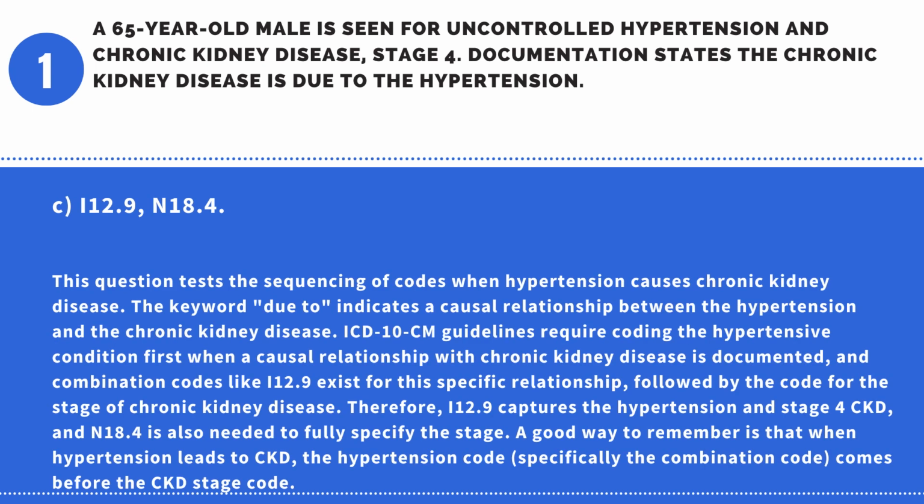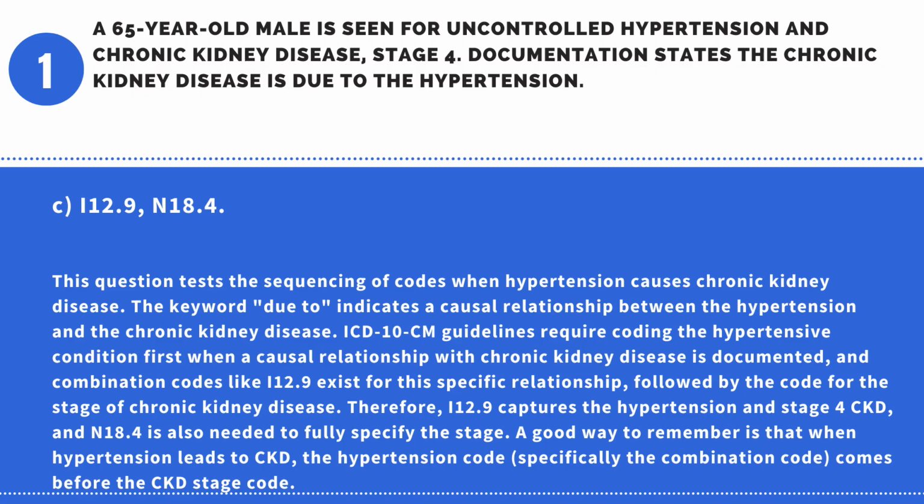Answer: C. I12.9, N18.4. This question tests the sequencing of codes when hypertension causes chronic kidney disease. The keyword "due to" indicates a causal relationship between the hypertension and the chronic kidney disease.